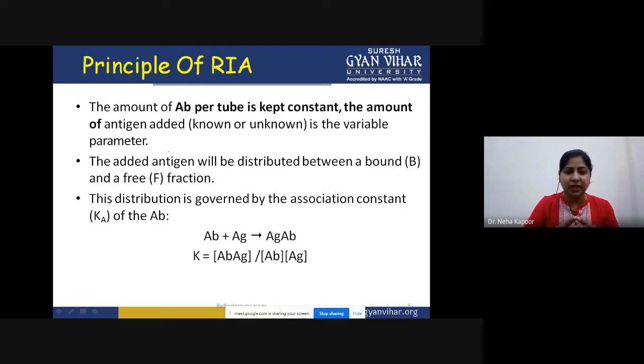So first of all, starting with it, what we can do in this case is that different kinds of test tubes are used in which the amount of specific antibody is kept constant.